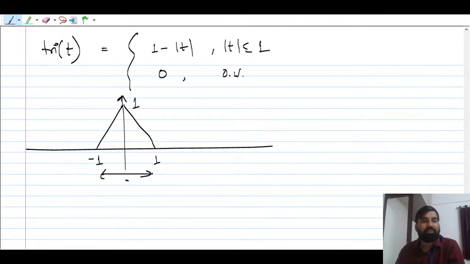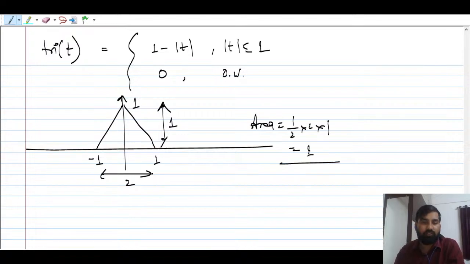What is the width here? The width is 2, and the height is 1 here. So what is the area here? Area is going to be 1/2 times 2 times 1, which is 1. So this is how you can find it. It is very useful. Please remember this. And this pulse has even symmetry, guys.